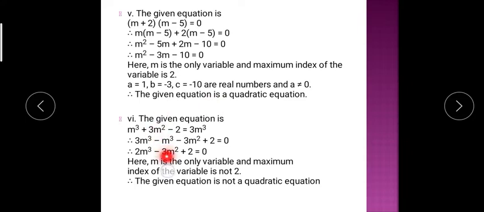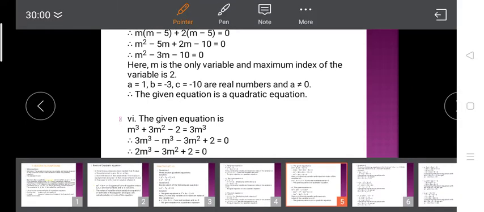Same with the next question, m cube plus 2m square minus 2 is equal to 3m cube. If you observe this, 3m cube comes in, so you have to shift all the terms to that side. So 3m cube minus m cube minus 3m square plus 2 is equal to 0. So 3m cube minus m cube comes out as 2m cube. So 2m cube minus 3m square plus 2 is equal to 0. And if you observe this equation, it is not a quadratic equation because the degree of the variable here is 3. Other things there is no need to check.